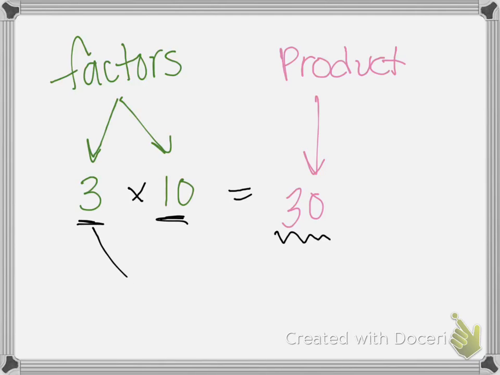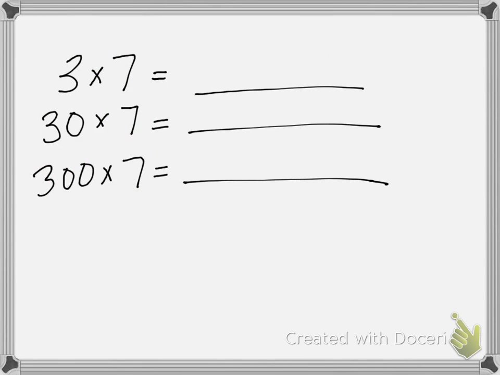And multiple means that 3 can go into 30, so 30 is a multiple of 3, and 10 can go into 30. Both numbers can go into it. So when we multiply, we'll use the properties, those 4 properties that you just learned. We'll use properties that you know and patterns.